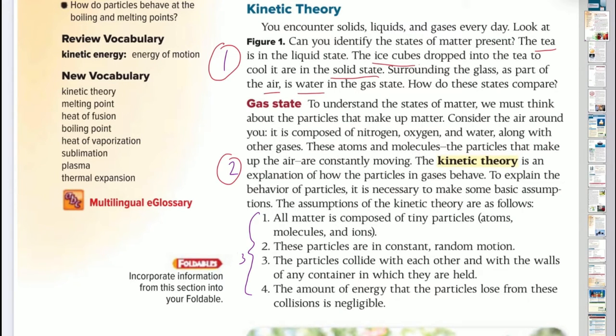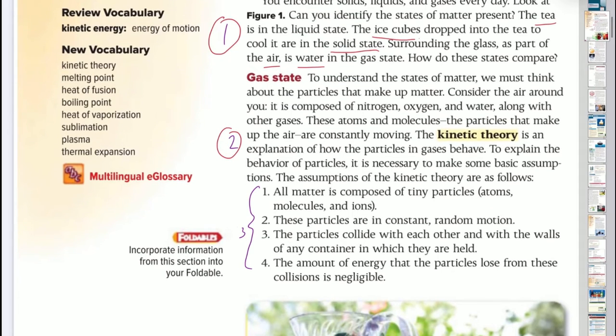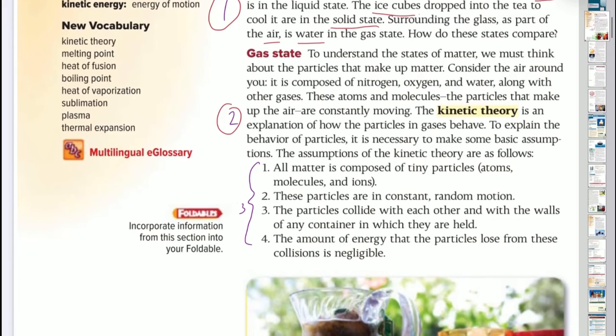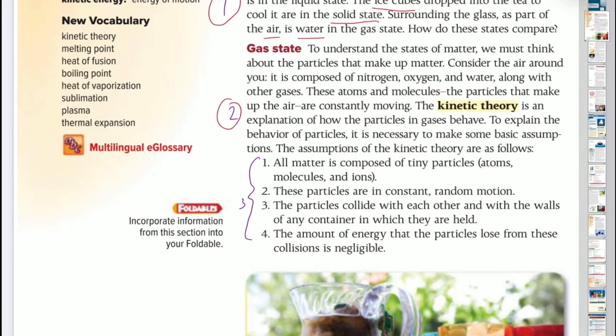How do these states compare? So the gas state. To understand the states of matter, we must think about the particles that make up matter. Consider the air around you. It is composed of nitrogen, oxygen, and water, along with other gases. These atoms and molecules, the particles that make up the air, are in constant motion. The kinetic theory is an explanation of how the particles in gases behave. So that's what kinetic theory is.